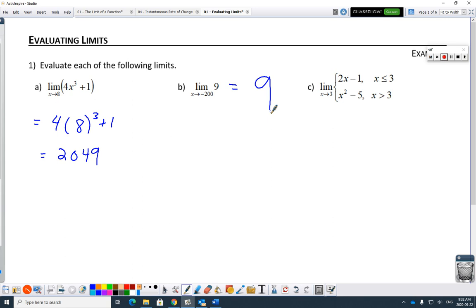Notice, if they had asked for the limit as x approaches 2, I had nothing to worry about. I can just use this part of the function and sub in. If they had said 5, 5's no problem. There's lots of numbers that would be no problem. There's only one number in the whole pile of numbers out there that might be a problem here. 2x minus 1, that's continuous.